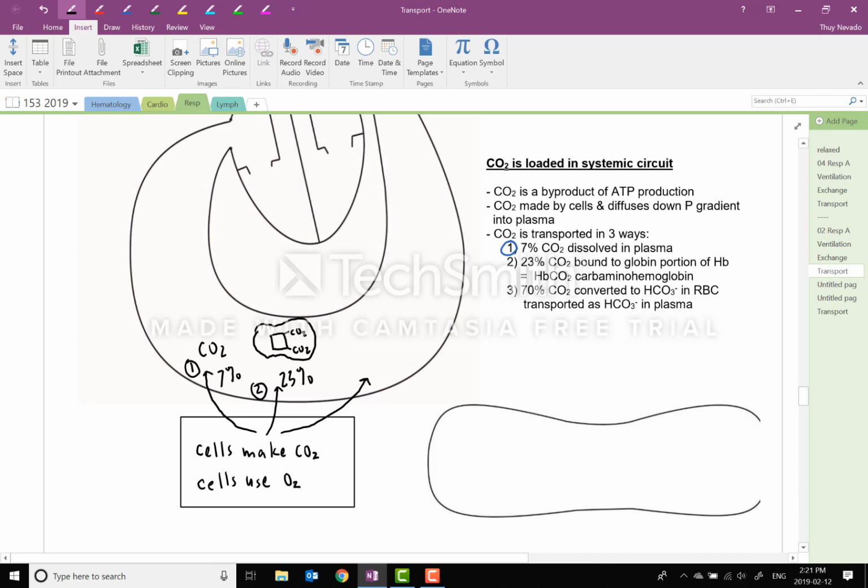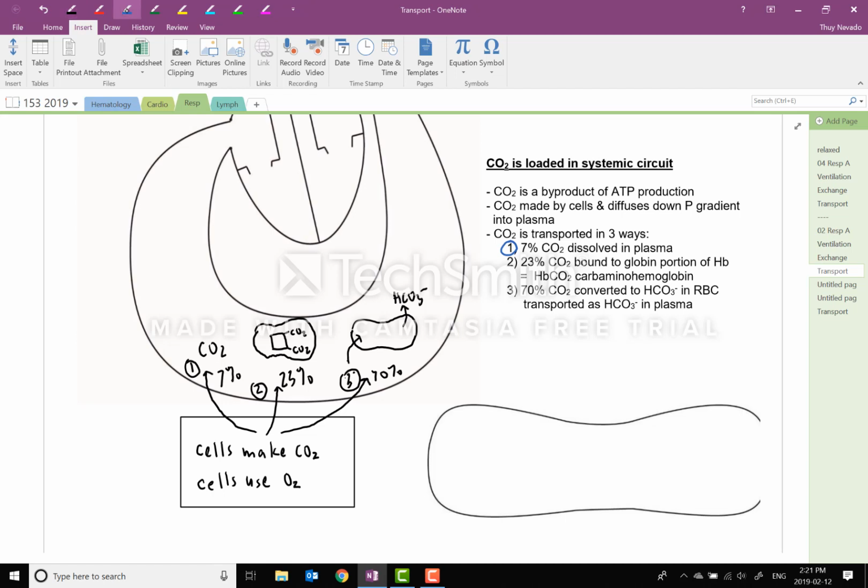But most of the CO2, so the remaining 70% of CO2, will go into red blood cells. But once in the red blood cells, it gets converted into bicarbonate ion, and then it once again exits. So it actually exits as bicarbonate ion, and that's because bicarbonate ion is really very soluble in plasma, and it's really easy to be transported that way.